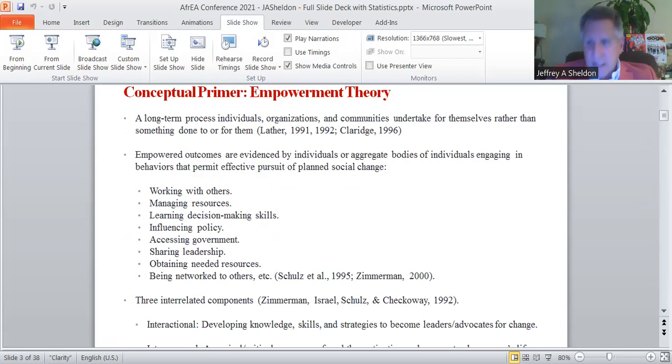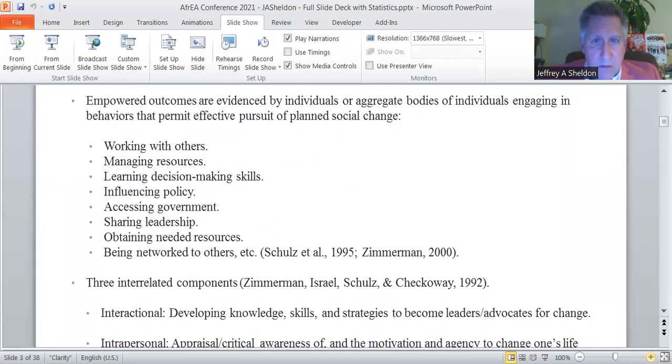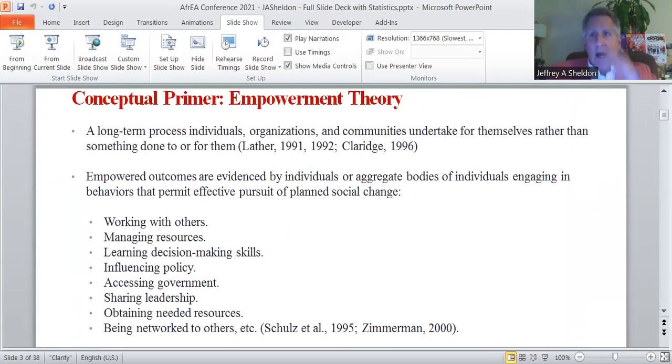As you can see from the slide, maybe I can make this a little bit bigger for us here. There we go. Okay, that's a little bit better. So let's talk a little bit about empowerment theory.